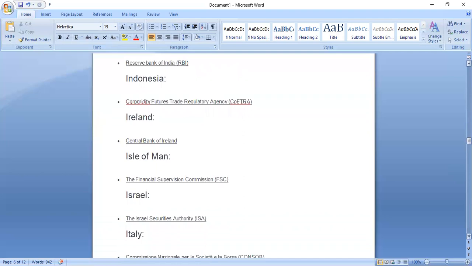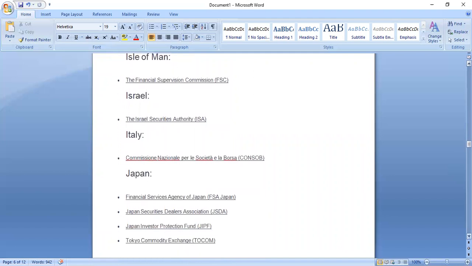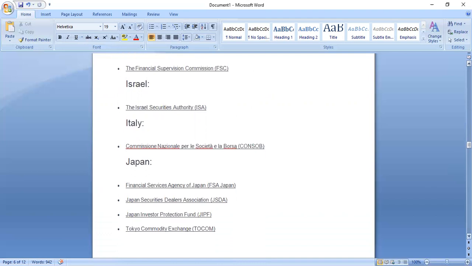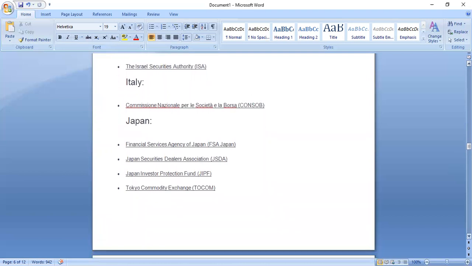When we go to the Isle of Man, any broker from the Isle of Man should be regulated by the Financial Supervision Commission, which is the FSC. In Israel, any broker from Israel should be regulated by the Israel Securities Authority. In Italy, you should have the Commissione Nazionale per le Società e la Borsa. I love Italia. So in Italy, we have CONSOB. That is the commission that regulates any broker from Italy.